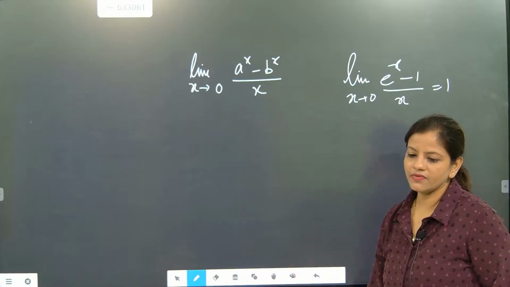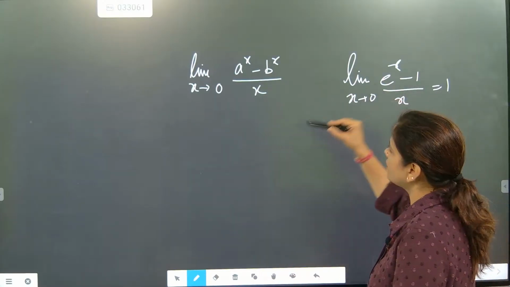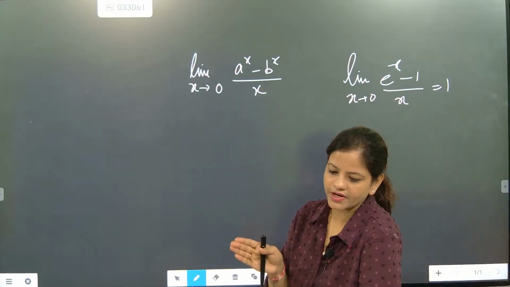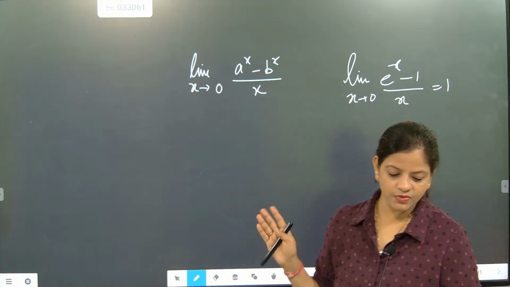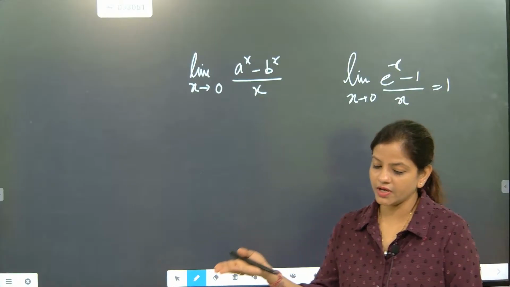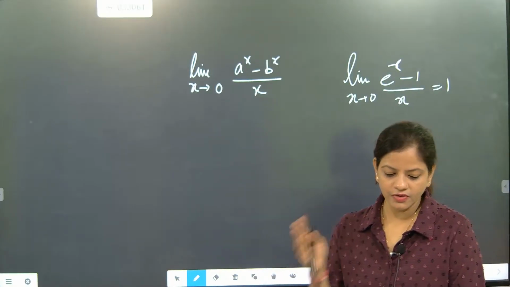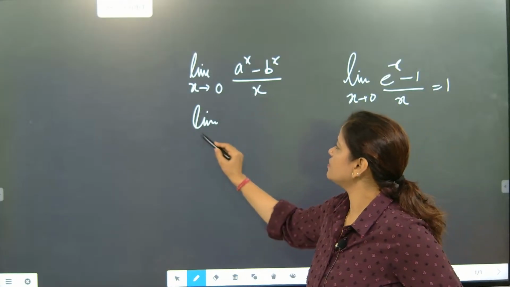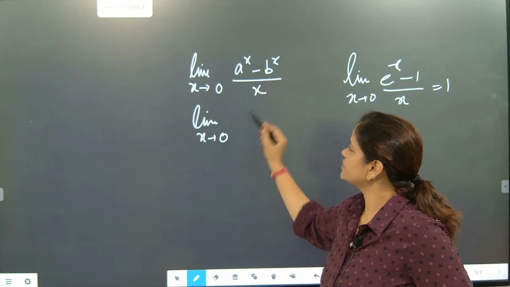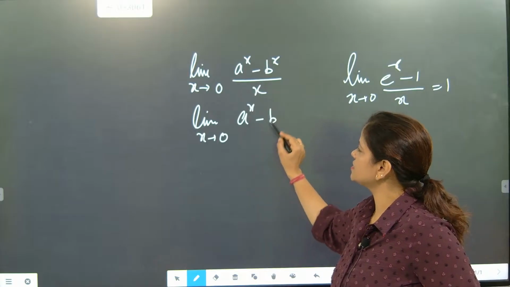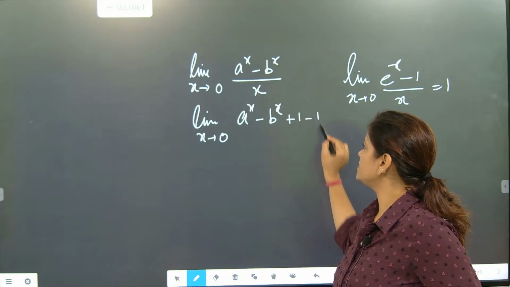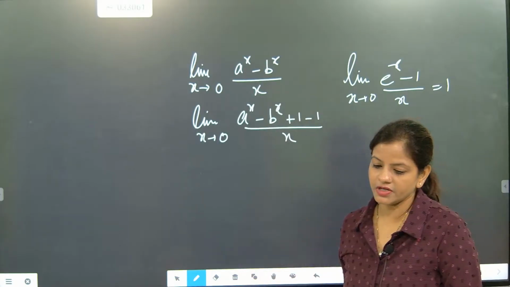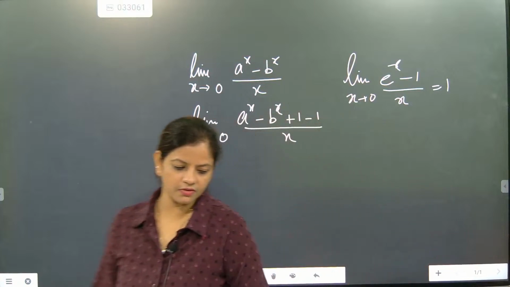So a to the power x will become what? E to the power x log a. What did I say? A to the power x will become e to the power x log a. First you separate it out, and you will be able to get the answer. See, look here. Limit x tends to 0. If somebody gives me a question like this, I will add 1, I will subtract 1, and x I will not touch. First step over.